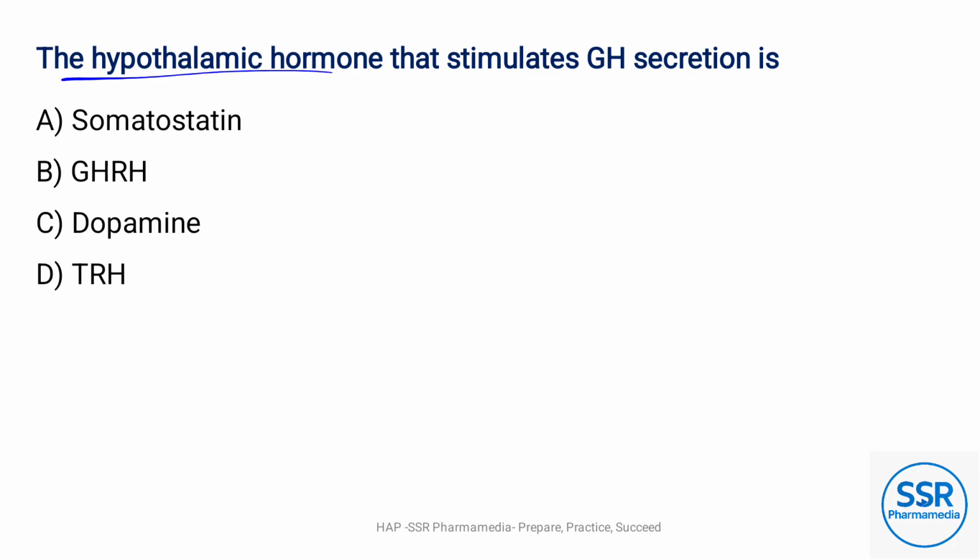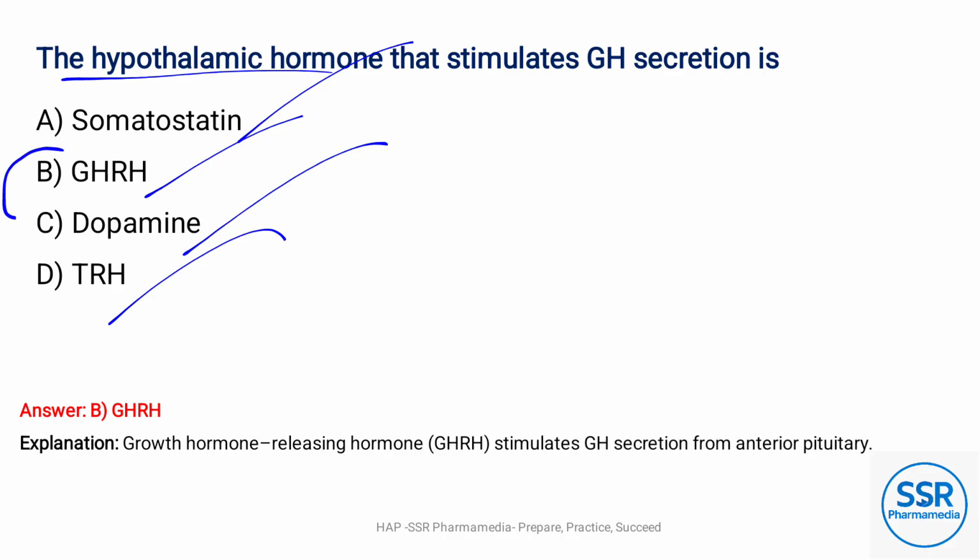The hypothalamic hormone that stimulates GH secretion is option A, somatostatin, option B, GHRH, option C, dopamine, option D, TRH. So option B, GHRH. GH is growth hormone, so GHRH means growth hormone releasing hormone. It stimulates GH secretion from the anterior pituitary.